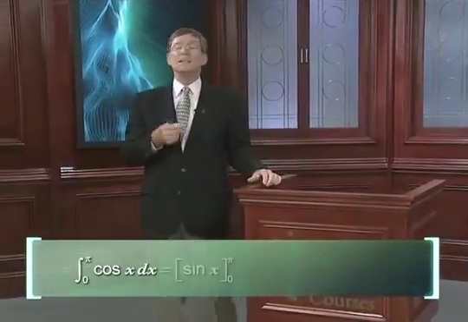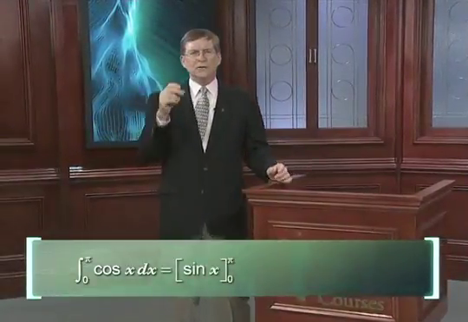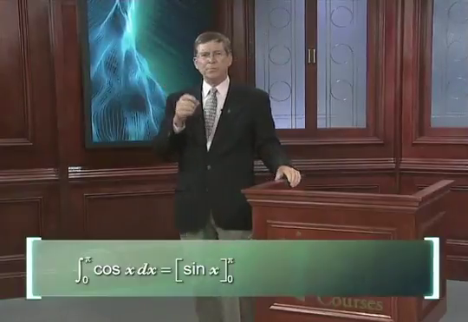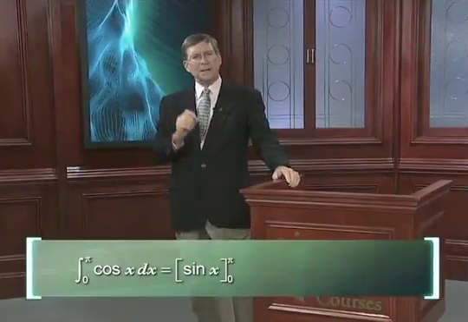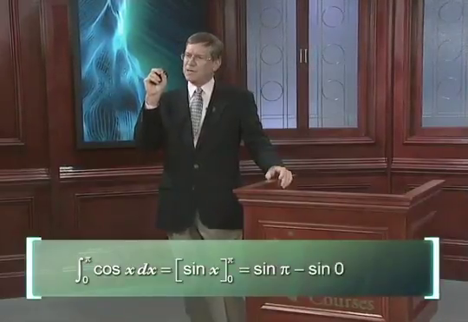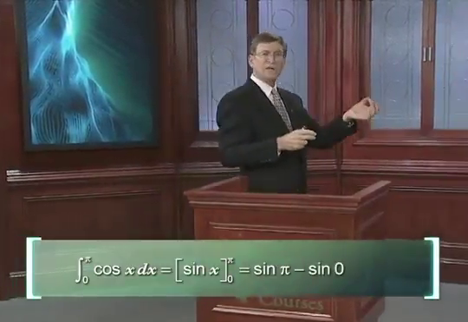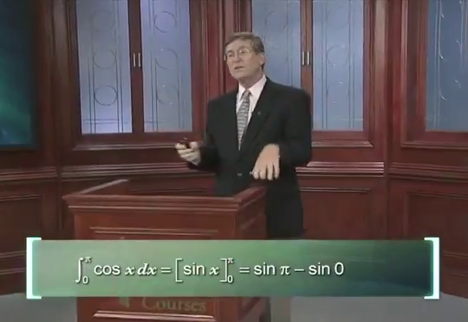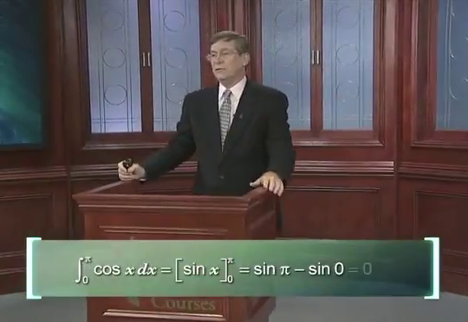What's the definite integral of the cosine function between 0 and pi? Good. Okay. What's the plan? You have to find an antiderivative of cosine. What's that? Sine. Good. So you put sine in brackets and then put the 0 down below and the pi up above. You evaluate sine at pi minus evaluating sine at 0. Sine of pi, of course, is 0. Sine of 0 is 0, and 0 minus 0 is 0.